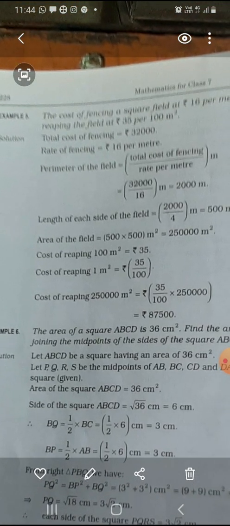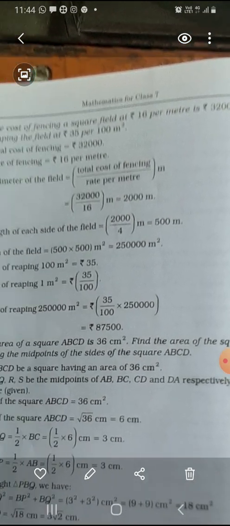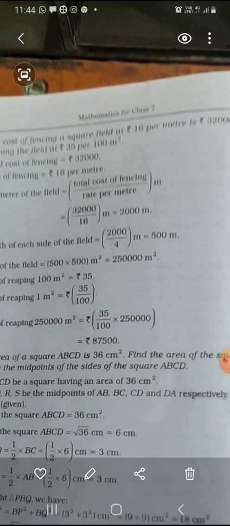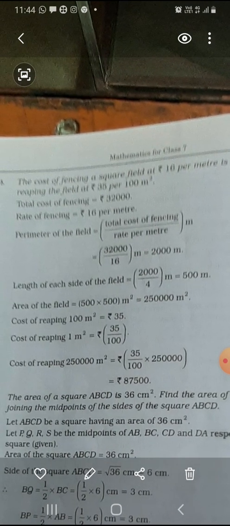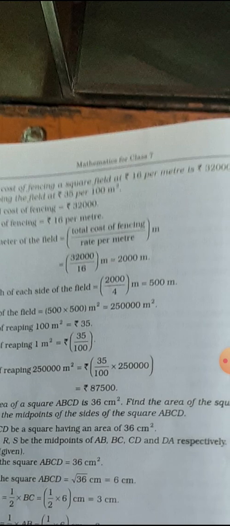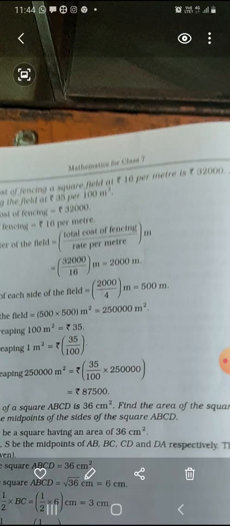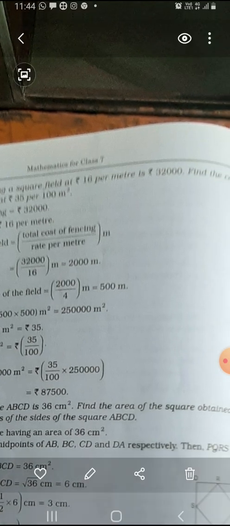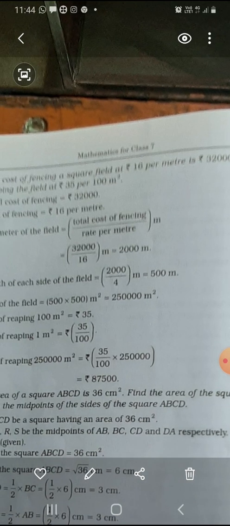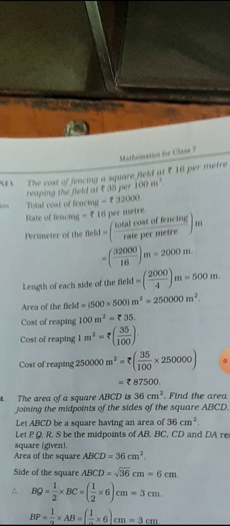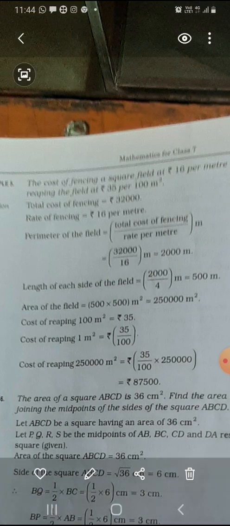Okay, now the next example you can see. The cost of fencing a square field at rupees 16 per meter is 32,000. Find the cost of repairing the field at rupees 35 per 100 meter square. At the rate of 16 rupees per meter, the cost is 32,000. So we can find out the perimeter by dividing 32,000 by 16. So the perimeter of the field is 32,000 by 16, which comes out as 2000 meter. Now the length of each side: because the perimeter formula is 4 into side, one side is equal to 2000 by 4, that is equal to 500 meter.